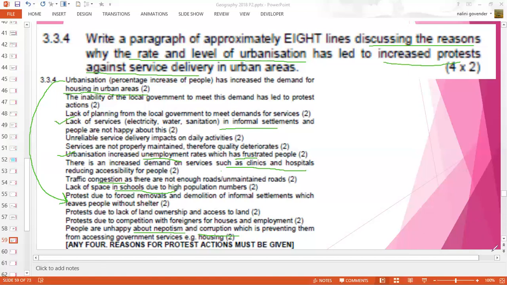So again, an important question, this question on urbanization. It is certainly a must from what we know in the examinations. So go back and revise.